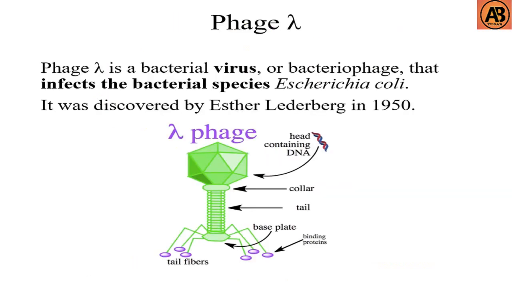Then phage lambda. Phage lambda is a bacterial virus or bacteriophage that infects the bacterial species Escherichia coli. It was discovered by Tusar in 1950. Here we can see the phage lambda. This is the head, and this is the collar and tail. Then this is the base plate and tail fibers. Phage lambda is a bacterial virus, and these are the binding proteins.